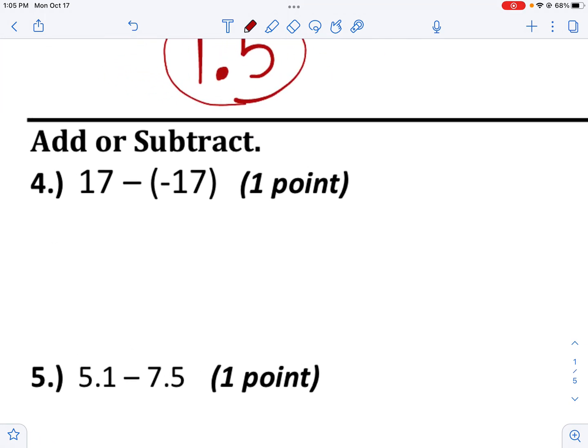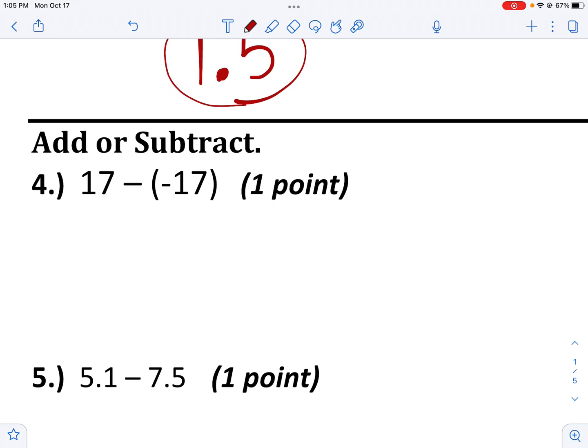Number 4, add or subtract. Now remember our addition and subtraction rules. When we are subtracting a negative, we can turn them both to plus signs. So 17 plus 17 equals what? Okay, you can use your calculator. 17 plus 17 equals 34.